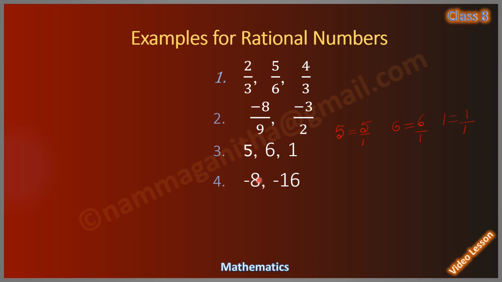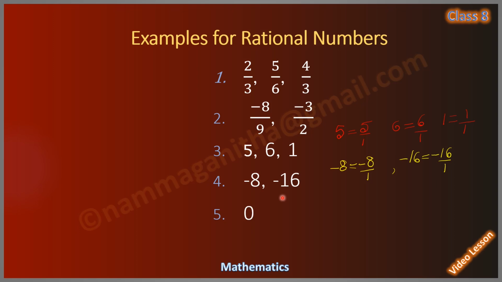Consider the fourth example, minus 8 and minus 16. Minus 8 is a rational number because we can write minus 8 as minus 8 by 1, and minus 16 as minus 16 by 1. Now consider minus 8 by 1. Minus 8 is an integer, 1 is an integer. Therefore, we can write minus 8 in the form of p by q. Therefore, minus 8 is a rational number. Similarly, minus 16 is a rational number.